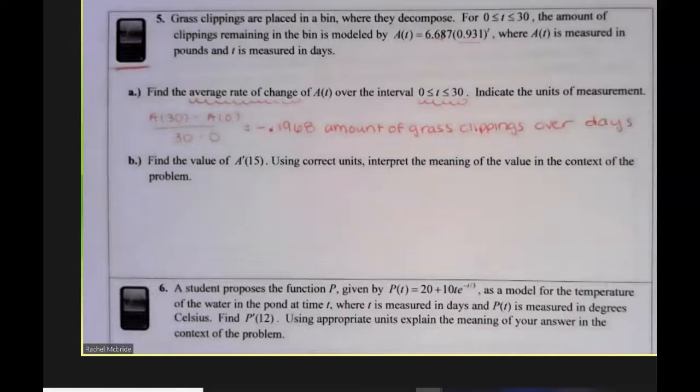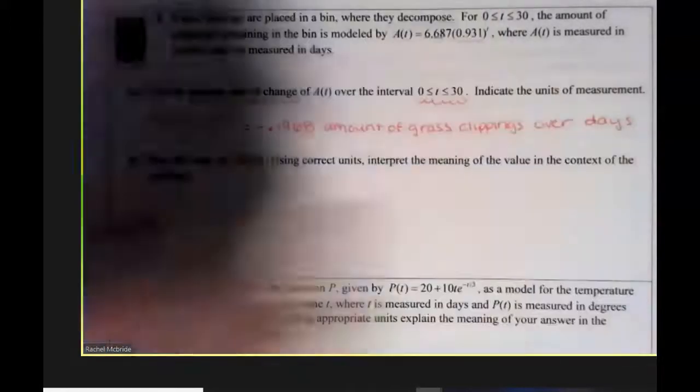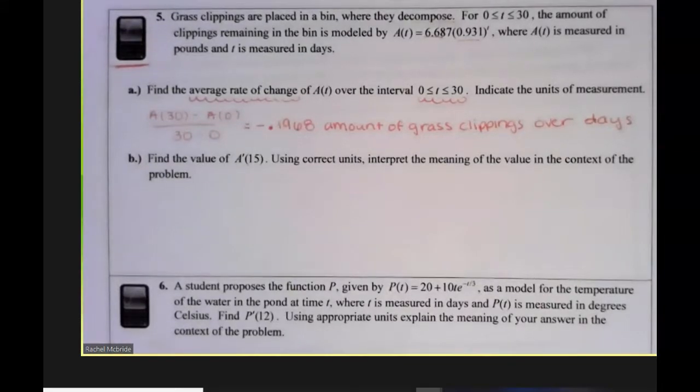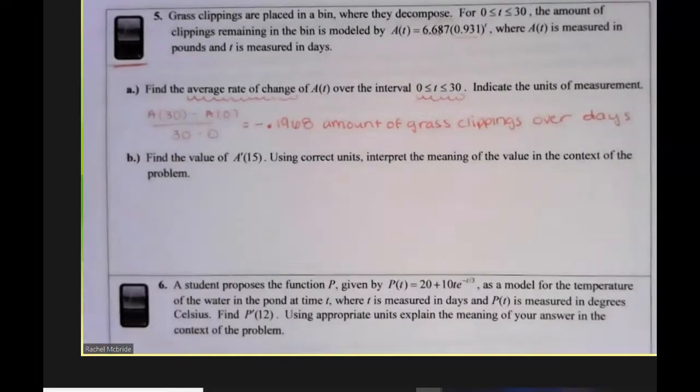If you wanted to put that into words, it would be the amount of grass clippings in the bin is decomposing. Always try to use a word they use to start at a rate of 0.68 pounds per day over a period of 30 days.